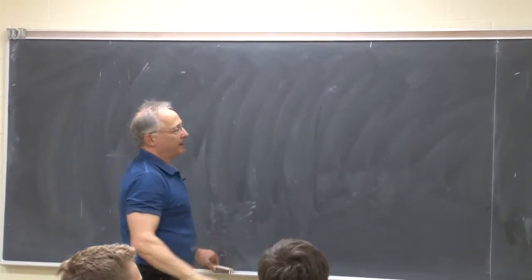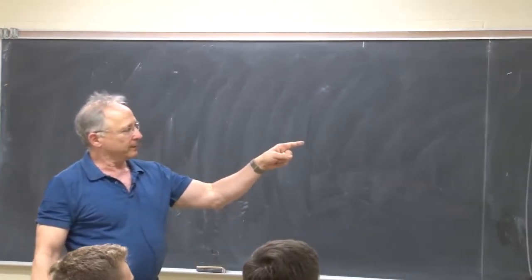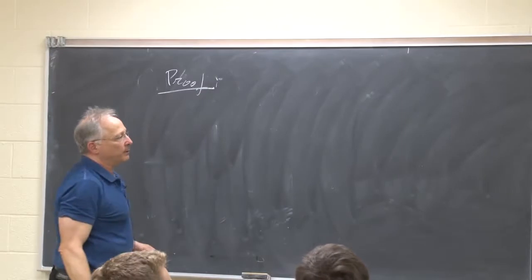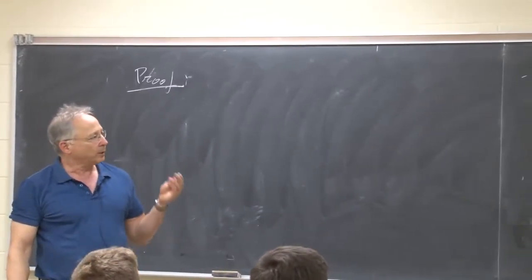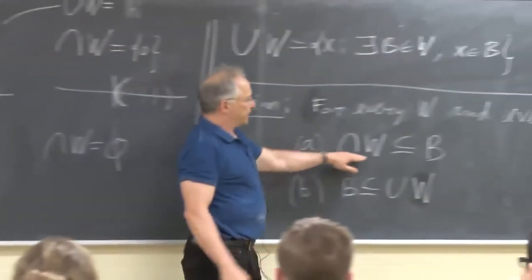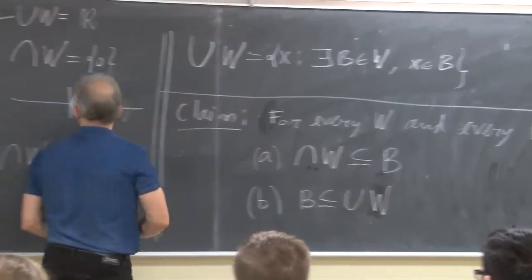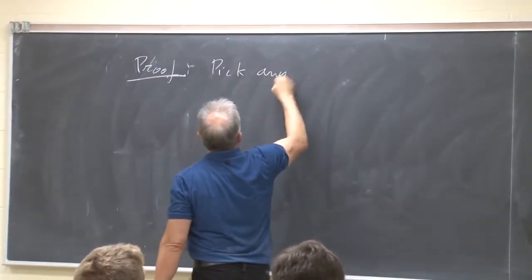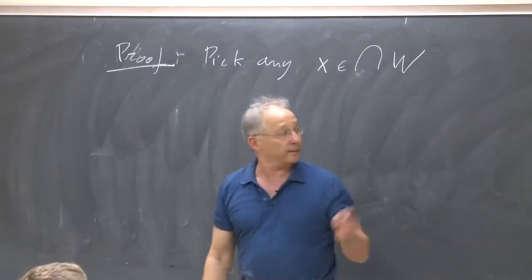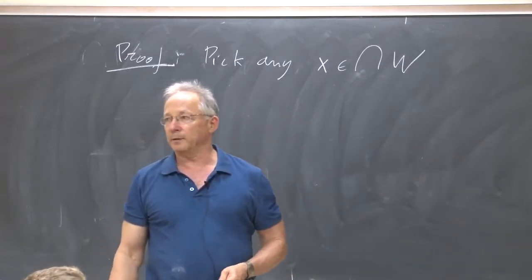Okay, so let me just prove this claim. What does it mean that the intersection of W is a subset of B? I'll just prove the first part. So proof: I want to show that the intersection of W is a subset of B for every B that belongs to W. So what I need to show is that every element that lives here also lives here. So we want to show that if I pick any x in the intersection of W, then this x belongs to an arbitrary B in W, right?